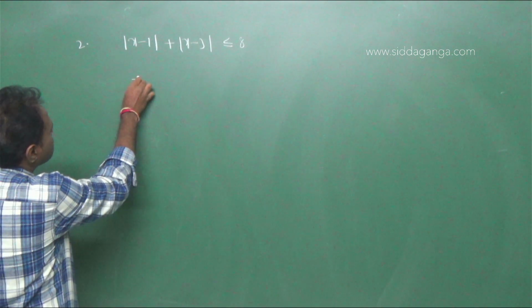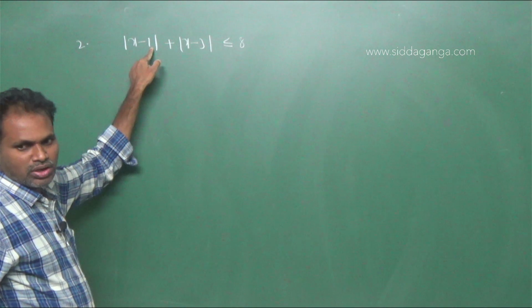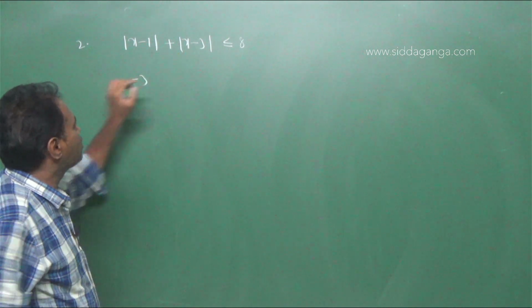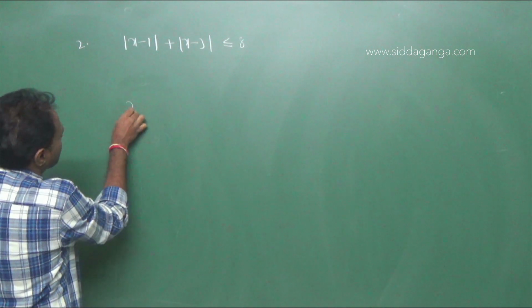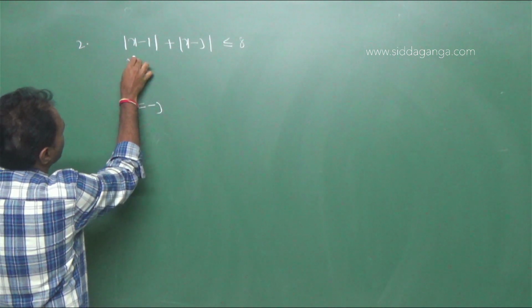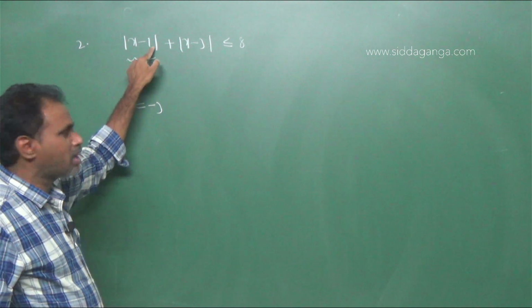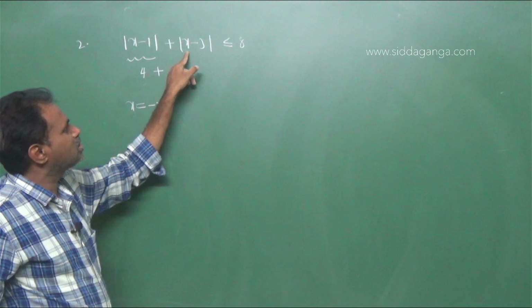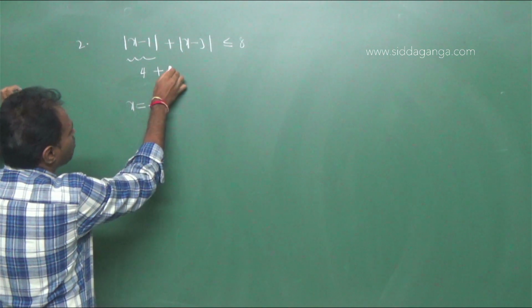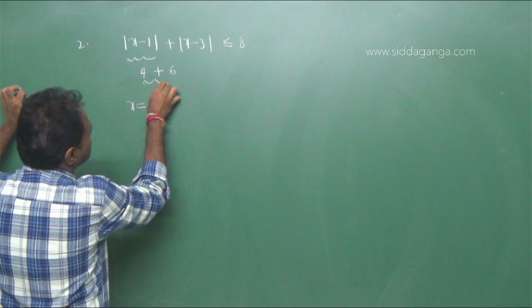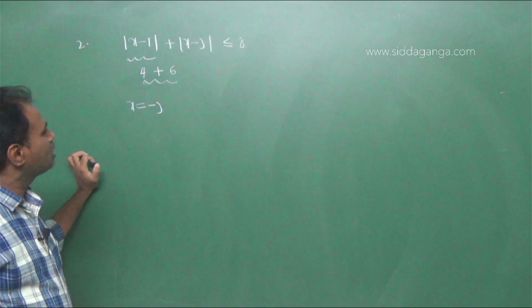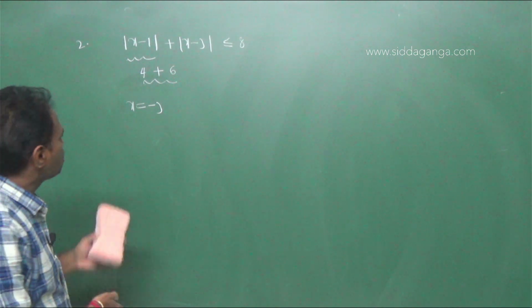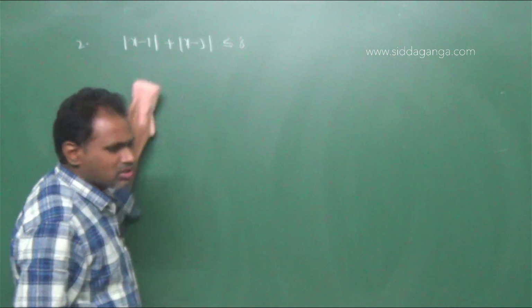If we put x = -3, then |-3 - 1| means |-4|, that is 4. Plus, for x = -3, |-3 - 3| means |-6|, that is 6. This sum is 4 plus 6, 10. 10 is not less than or equal to 8. Therefore, option 1 is wrong. Now, I am checking with the second option.